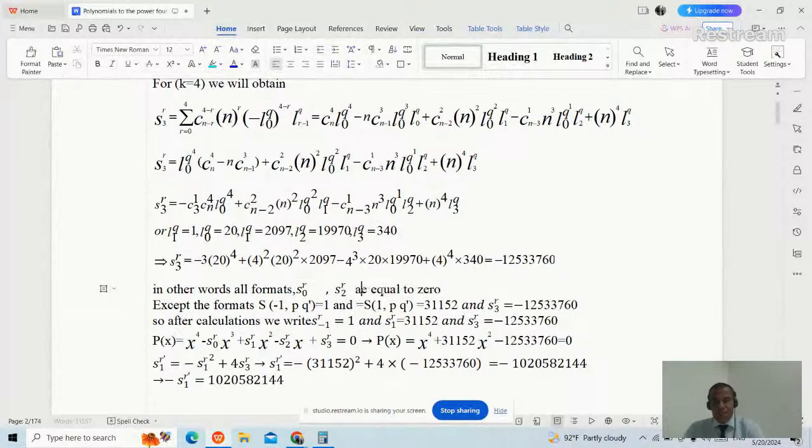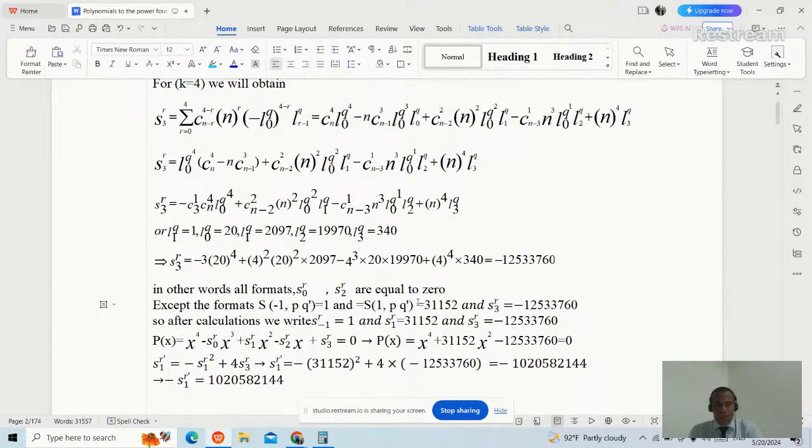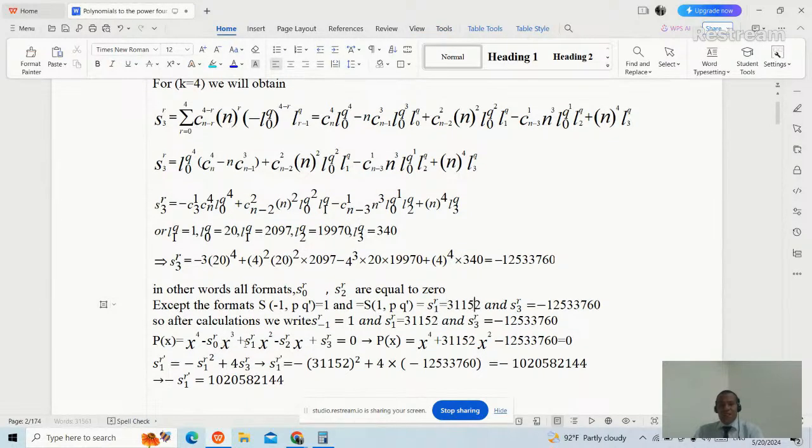R equals 0. Therefore, it remains only S1. I will write here S1, so we can understand this is S1 of R, which is 31,152. Therefore, I will just replace S1 with 31,152, minus S3, which is negative 12,533,760.